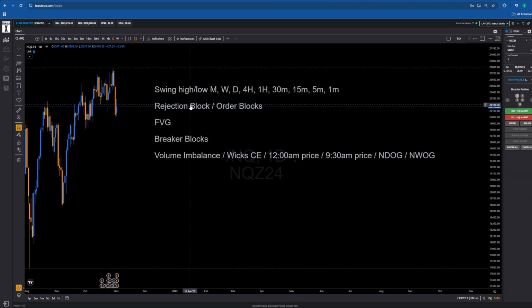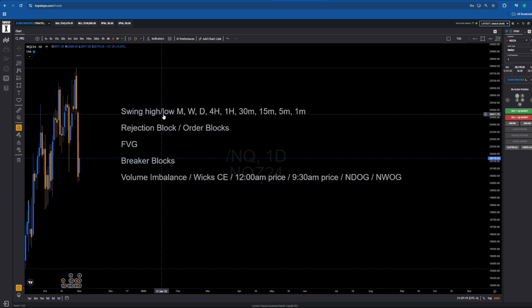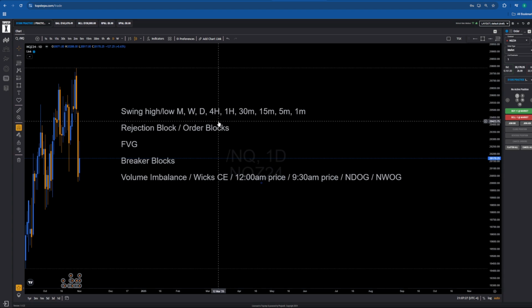So, at a high level, the primary thing I'm looking at is the swing highs and lows. Mostly these are the time frames I'm looking at: monthly, weekly, daily, 4 hour, 1 hour, 30-minute, 15-minute, 5-minute, and 1 minute. Any key swing points which the market makes, I typically tend to mark them.